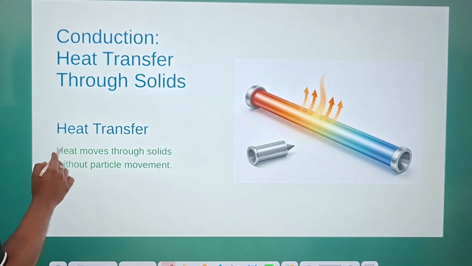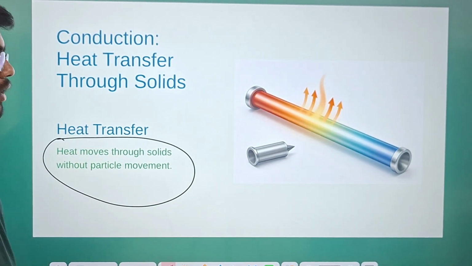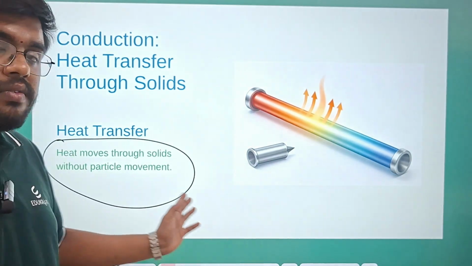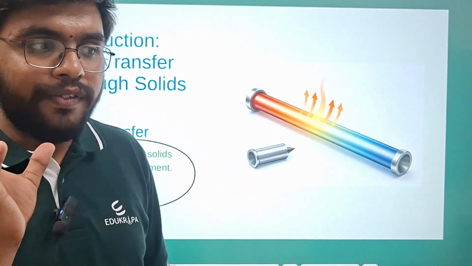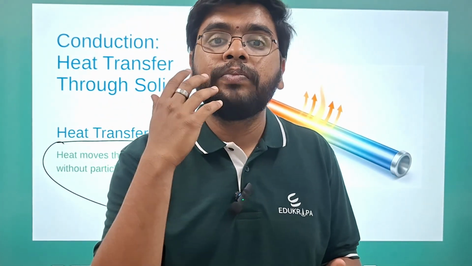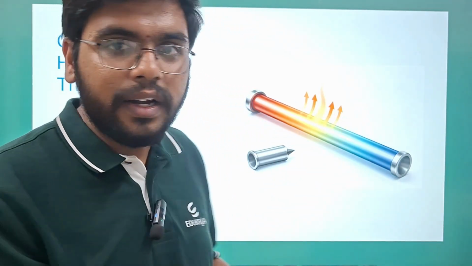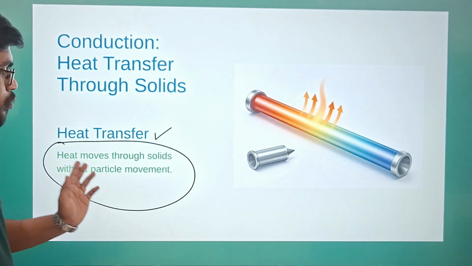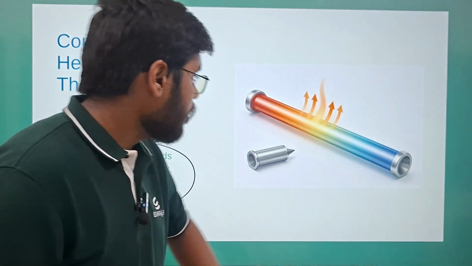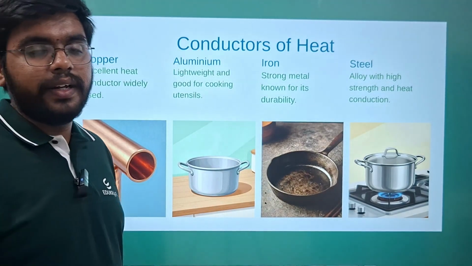Particularly, what is conduction? Heat moves through solid particles without any particle movement. Compared to convection, in conduction, heat moves through solid objects without any particle movement. You won't notice any particle movement in conduction. But if you ever see boiling or heating up of water, usually small bubbles come up while heating the water. So you may compare it with that, as what this definition says. Heat moves through solids without particle movement.